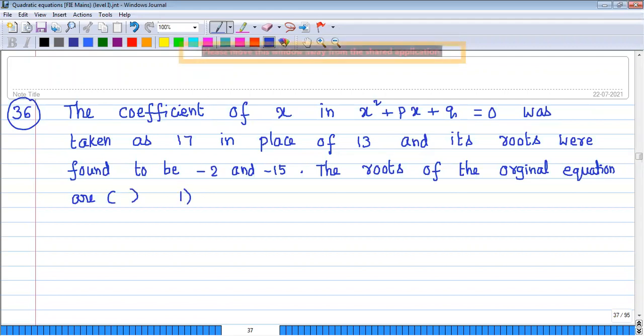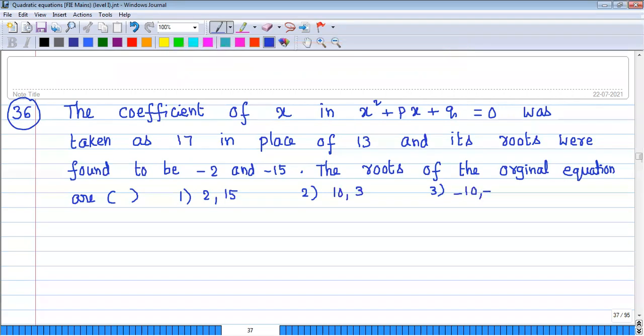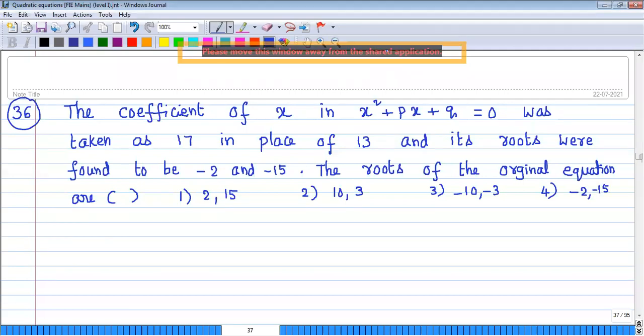First option 2, 15. Second option is 10, 3. Third option is -10, -3. Fourth option is -2, -15. This is the question. It's a very interesting question, also an important question.